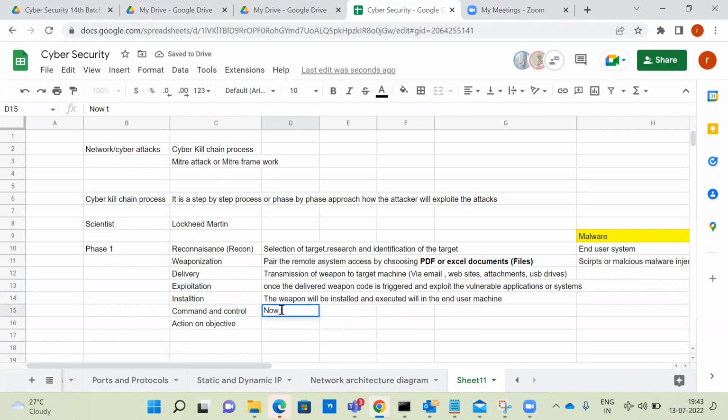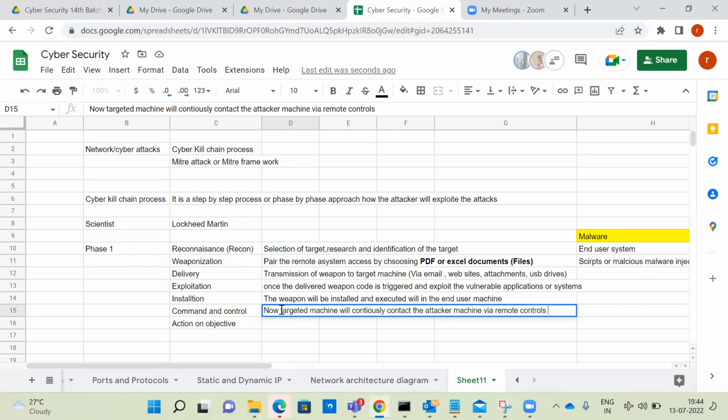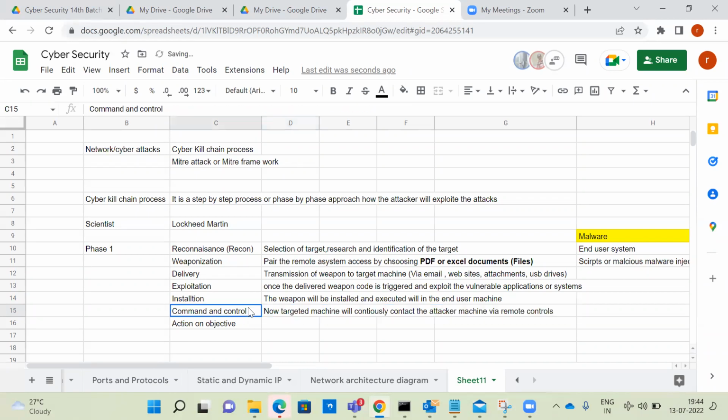Now the targeted machine will continuously contact the attacker machine via remote control. Command and control means C2C. Some people call it C2C, command and control. So the targeted machine, meaning whatever system got compromised, will continuously contact the attacker machine via remote control. Already that weapon is installed and the system is compromised.